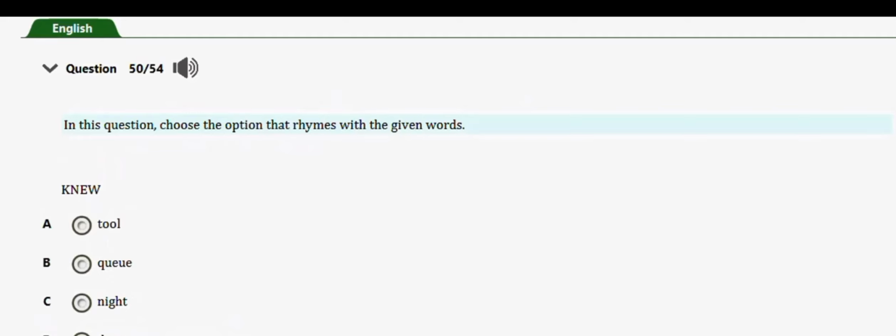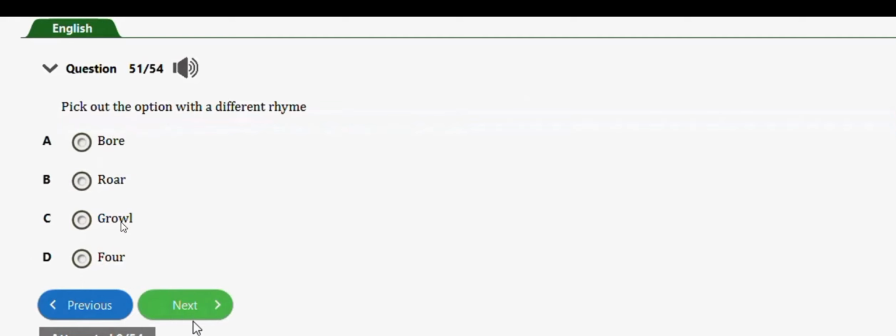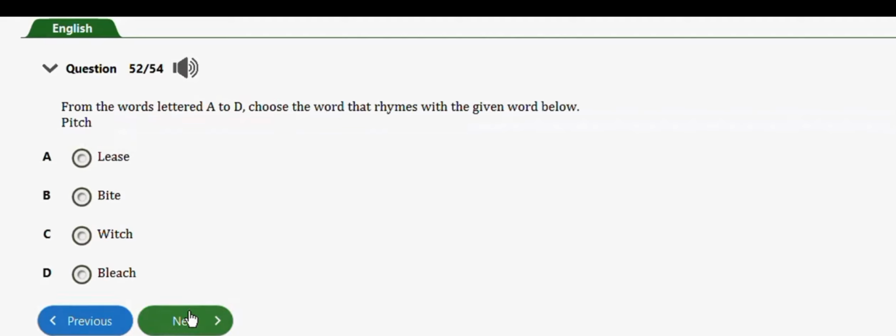Okay, next question. It says pick out the option with different rhyme. Okay guys, we're almost done with this topic. So the one with a different rhyme, we have ball, raw, go, for. The exception is option C, which is go. Okay, it's obvious. The next question will be this one.